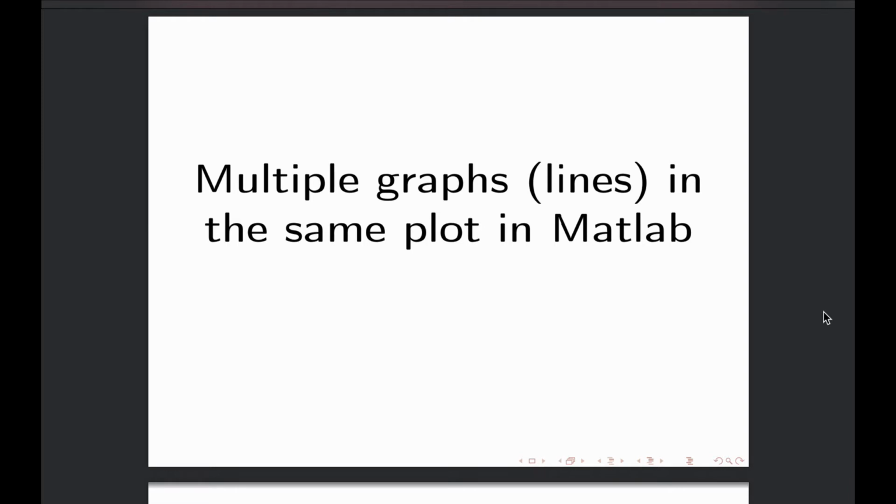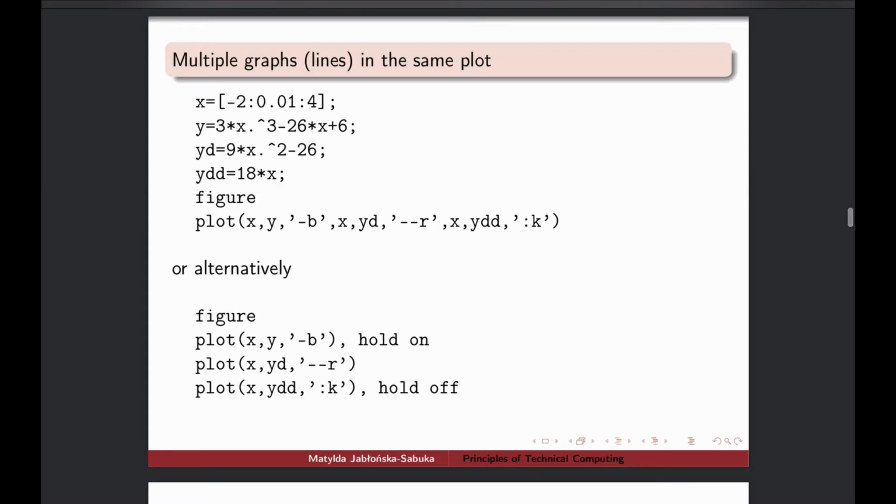Now that we know how to make basic plots, we can move on to producing multiple graphs, be it lines or sets of points, within the same figure, so the same graph. And this is very simple, and there are actually two ways to do it. One way is that you can use the plot command just once, and within that plot command you specify what you're plotting and in what style you want each of those. So let's start with this, and then we move on to that alternative.